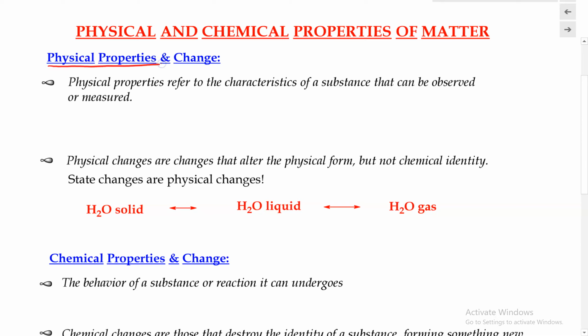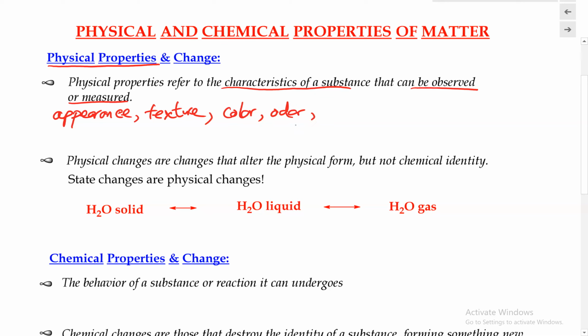The word physical properties refer to the characteristic of a substance that can be observed or measured. So if we can measure it and we can observe it, then it is a physical property. For example, the appearance of a substance is a physical property, the way how it looks. And the texture of it is also a physical property as well, or its color, or its odor. Does it smell good or smell bad?